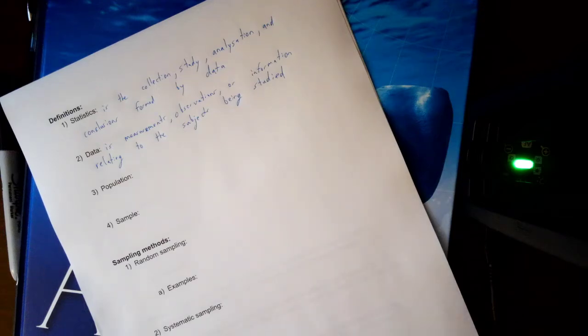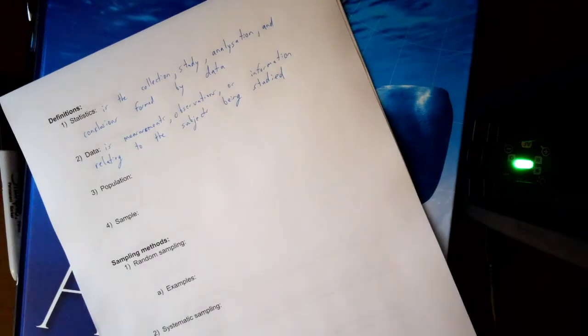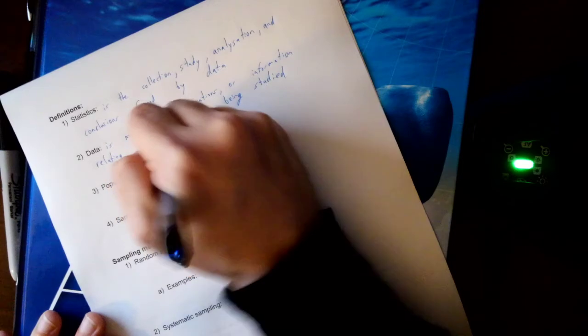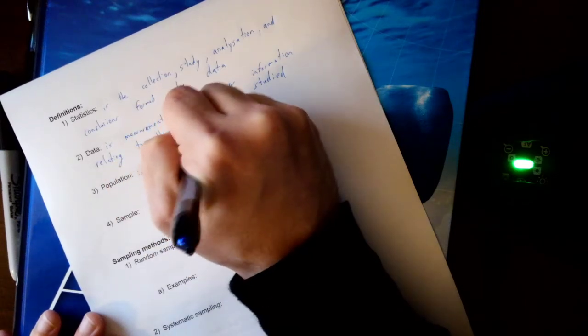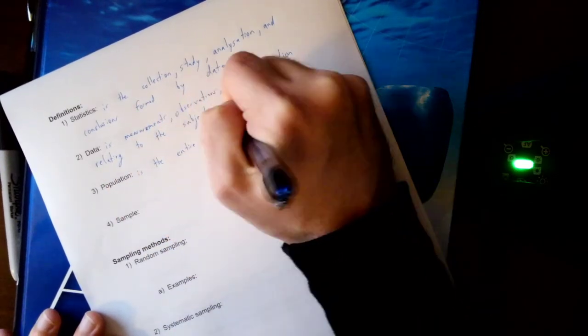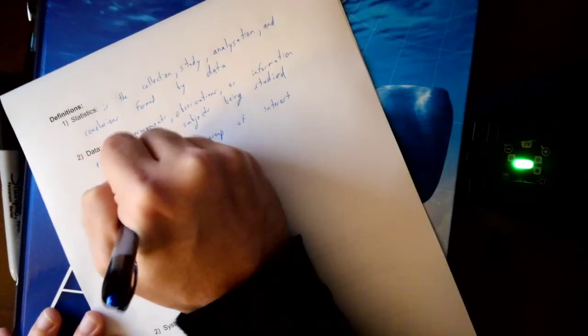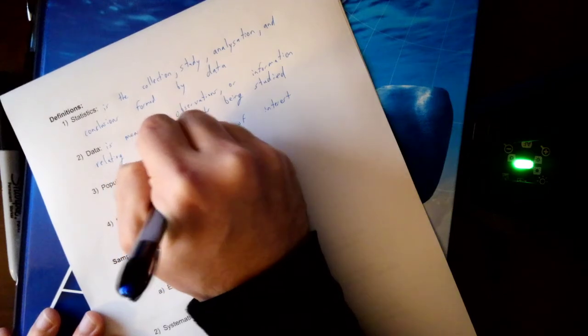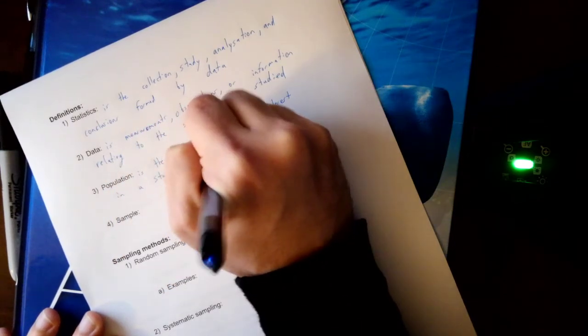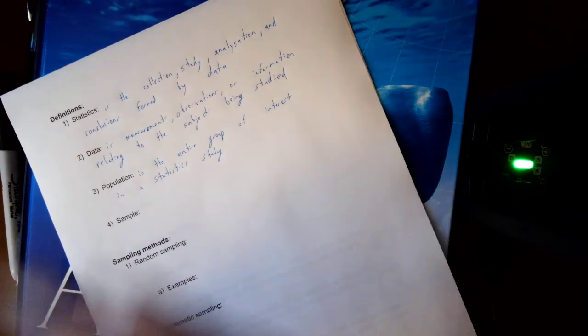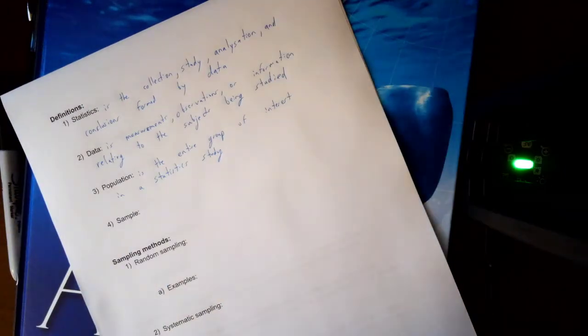Now, we also have two definitions that kind of go hand in hand, and that's population and sample. Population is the entire group of interest in a statistics study. It's the entire group of interest in a statistics study. The population is the whole group you want to study. However, many times it's unrealistic to collect data on the whole population.